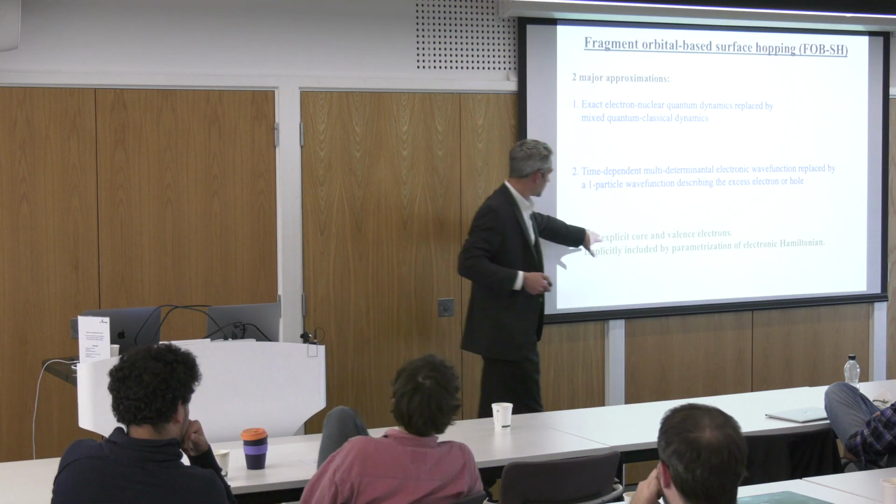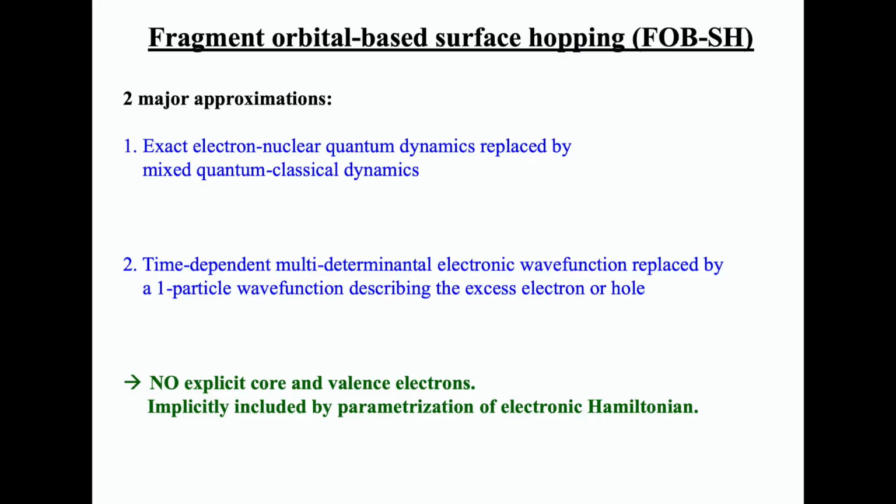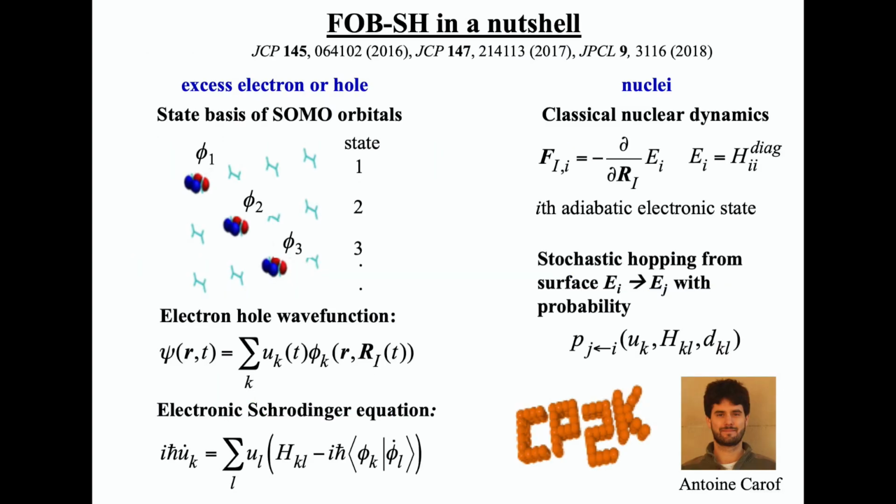So there are also no explicit core electrons or valence electrons, so their effect is implicitly included in the parametrization of the electronic Hamiltonian. So that's the method in a nutshell. So this is what we're doing for the excess charge carrier, electron or hole.